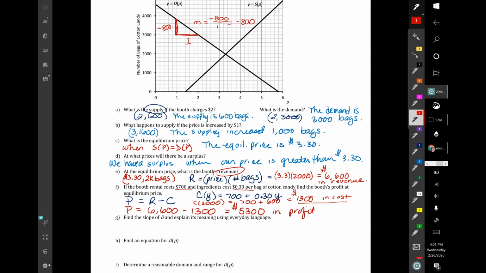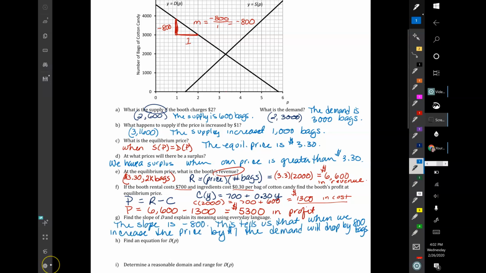But sometimes it makes a little more sense because you tend to say the numerator part first. But whatever works for you, I'll write that down for you. Okay, so I just wrote down here the slope is negative 800. This tells us that when we increase the price by $1, the demand will drop by 800 bags.